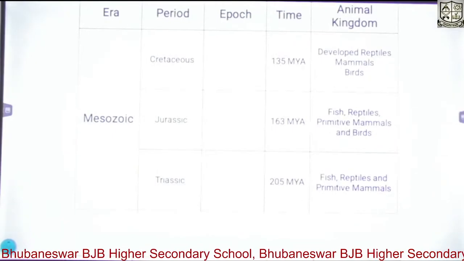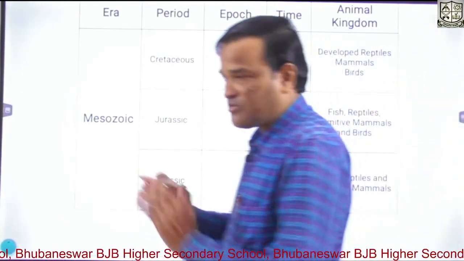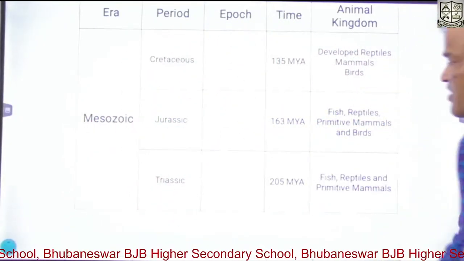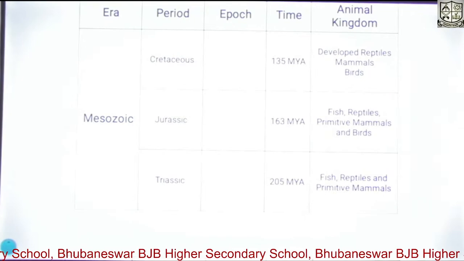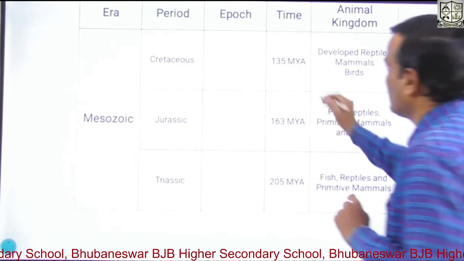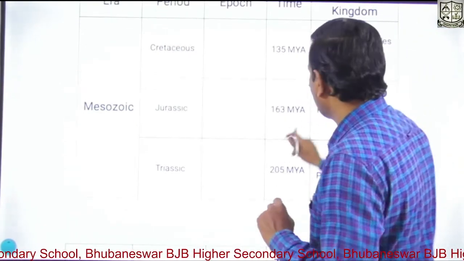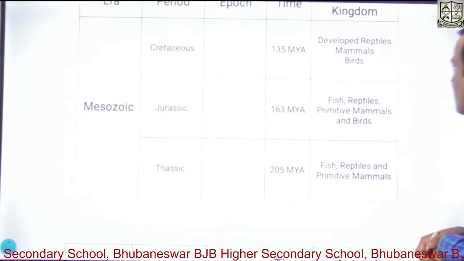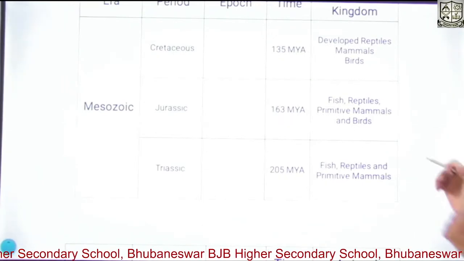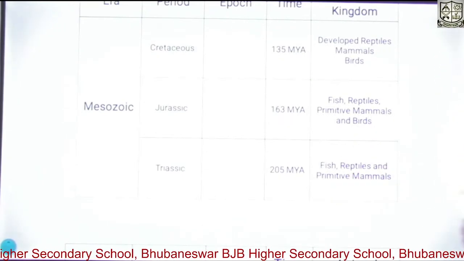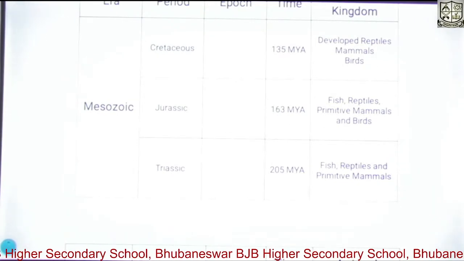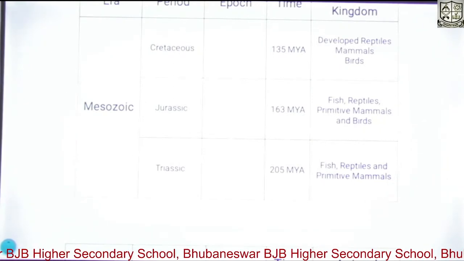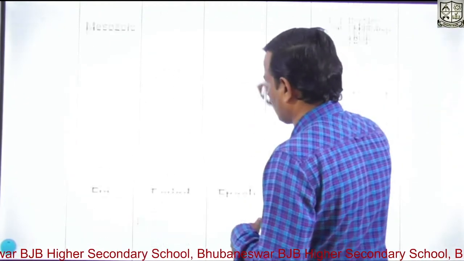Then come to the Mesozoic era, which is classified into periods: Triassic, Jurassic and Cretaceous, with no epoch division. Cretaceous is 135 million years, Jurassic 163 million years ago, and Triassic 205 million years ago. During the Cretaceous period, reptiles, mammals and birds were developed. During the Jurassic period, fish, reptiles, primitive mammals and birds were developed. During the Triassic period, fish, reptiles and primitive mammals originated.